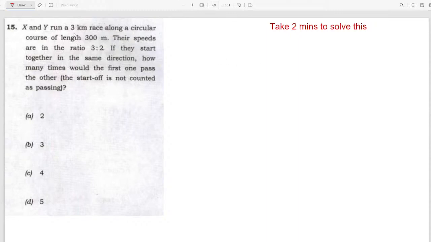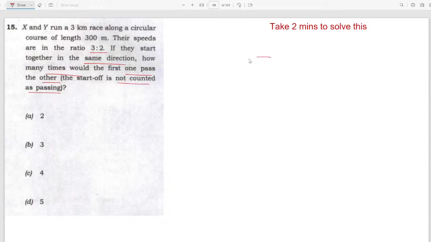So X and Y run in a 3-kilometer race along a circular course length of 300 meters. So there is a circular course, and the length of the course is 300 meters. So the circumference of the circular path is 300 meters. Their speeds are in the ratio 3:2. If they start together in the same direction, how many times would the first one pass the other? The start off is not counted as passing.